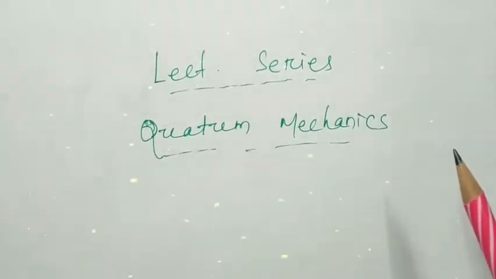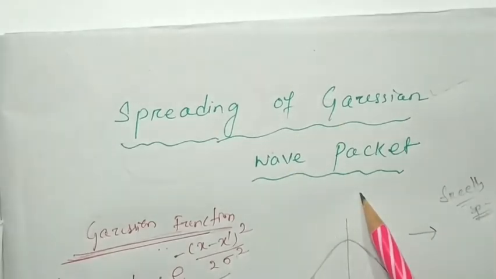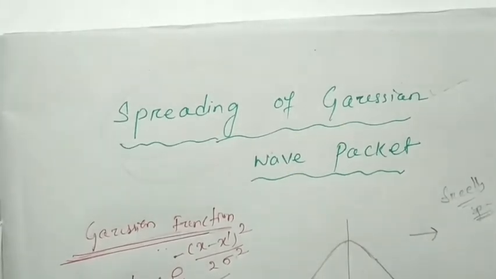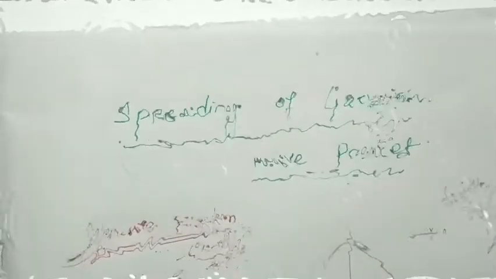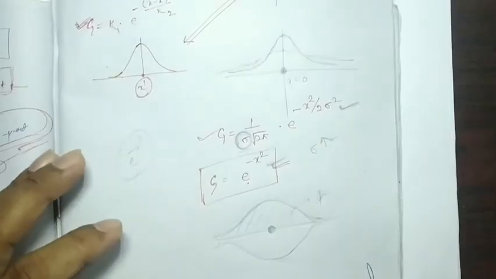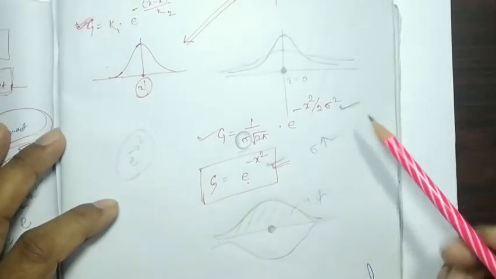In our last two classes we have been discussing the spreading of a Gaussian wave packet. Today we are going to continue from where we left off. In short, I am going to recap what we discussed in the last two classes.